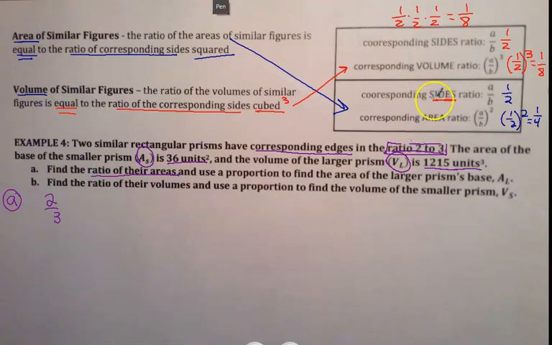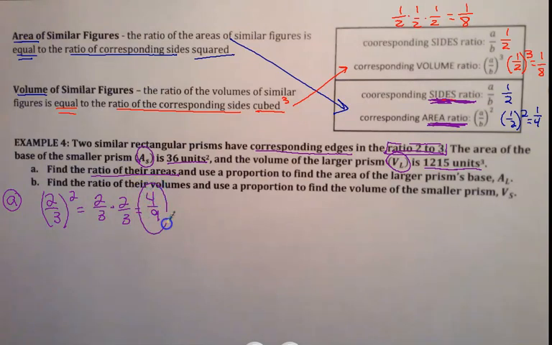If we have the sides ratio, what do we do with that to get the area ratio? We don't multiply by 2. We square it. That's it. They gave us the ratio of the edges or the sides, so all we have to do is take that same ratio and square it, and we'll have the ratio of the areas. So 2/3 squared is going to be 2/3 times 2/3, which is going to equal 4/9. Okay, right there is the ratio of their areas. You just found it.